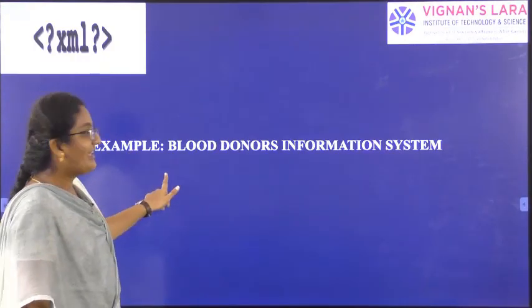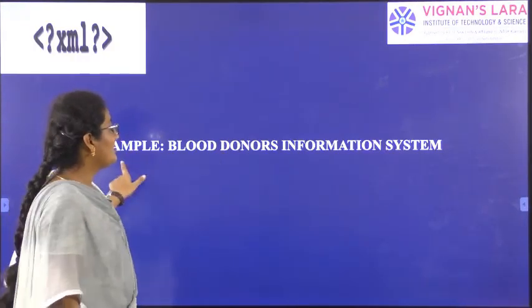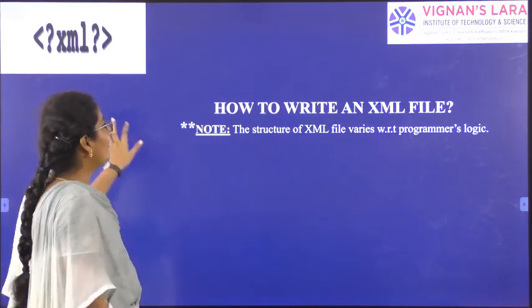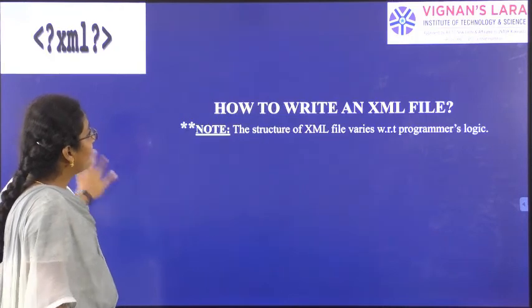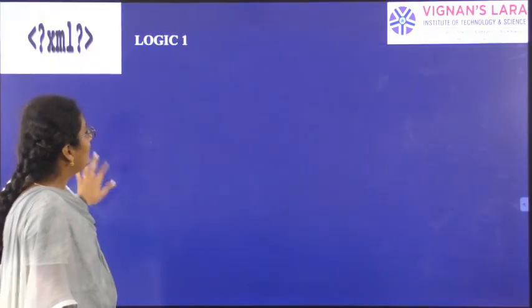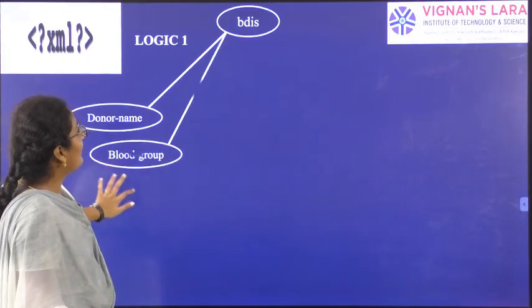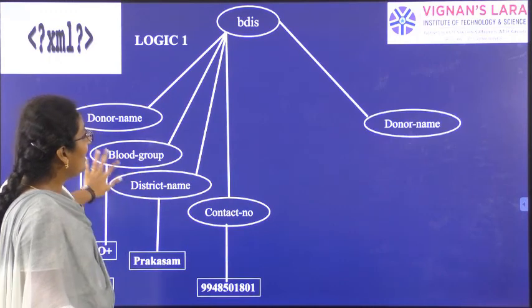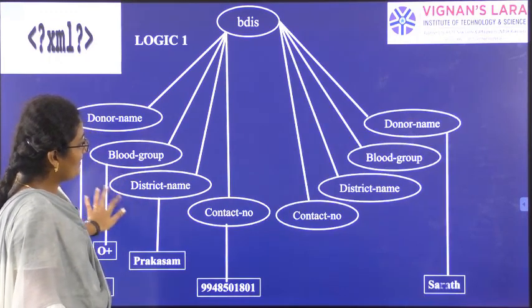So we are going to write the XML file for Blood Donors Information System. To write an XML file, it will depend on the program logic. So we have taken some blood donors information, and by using logic 1, the root element is blood donor information system, and we are constructing the hierarchical structure in this way.